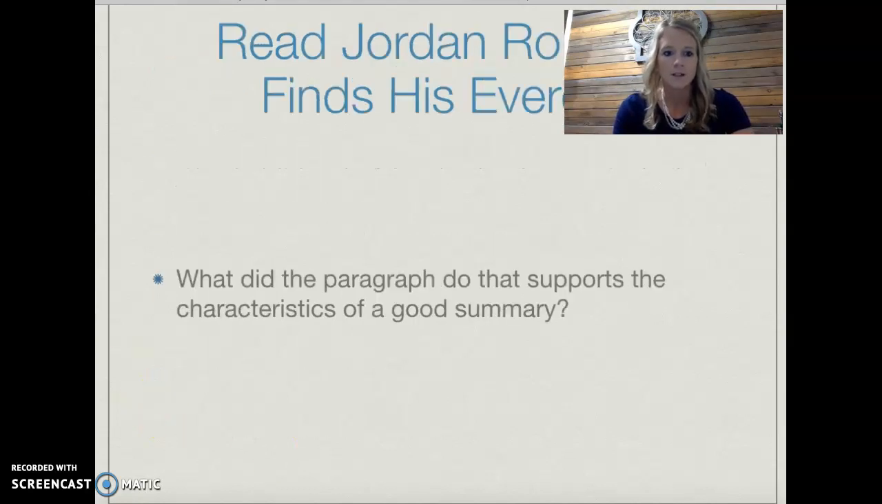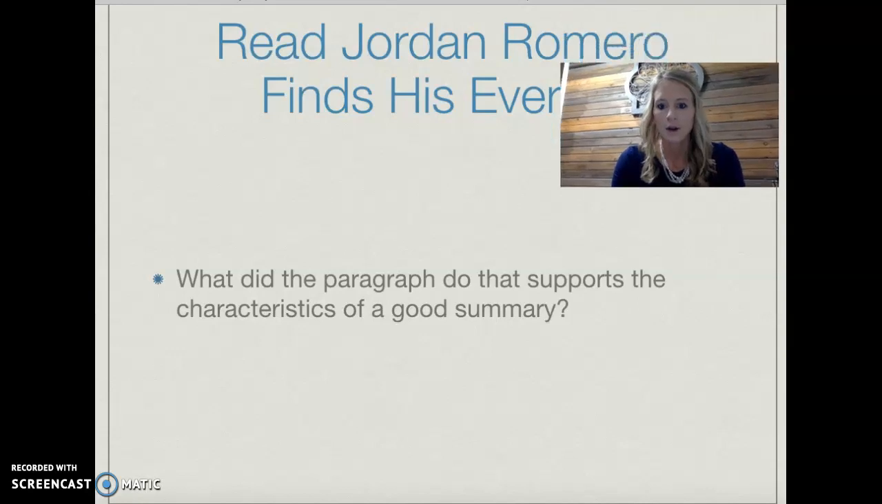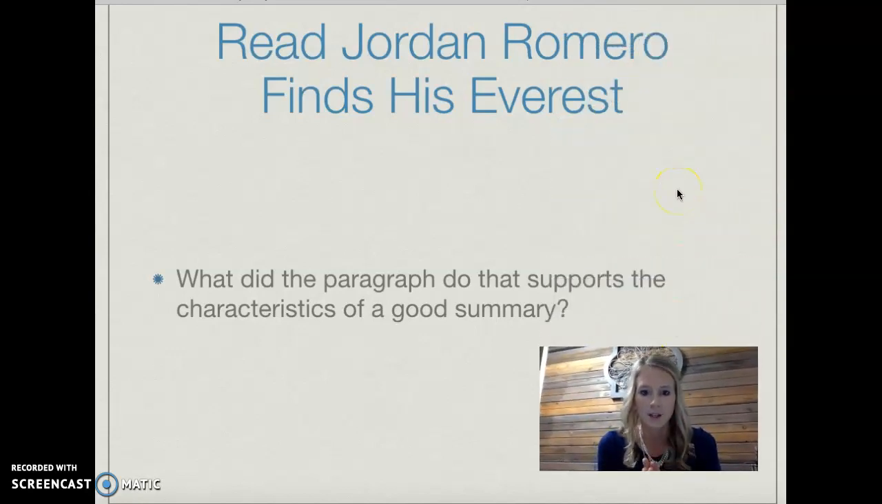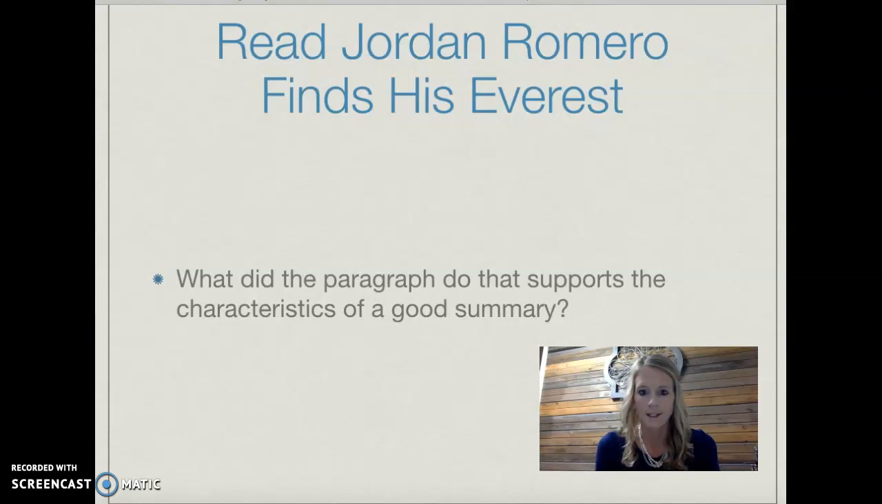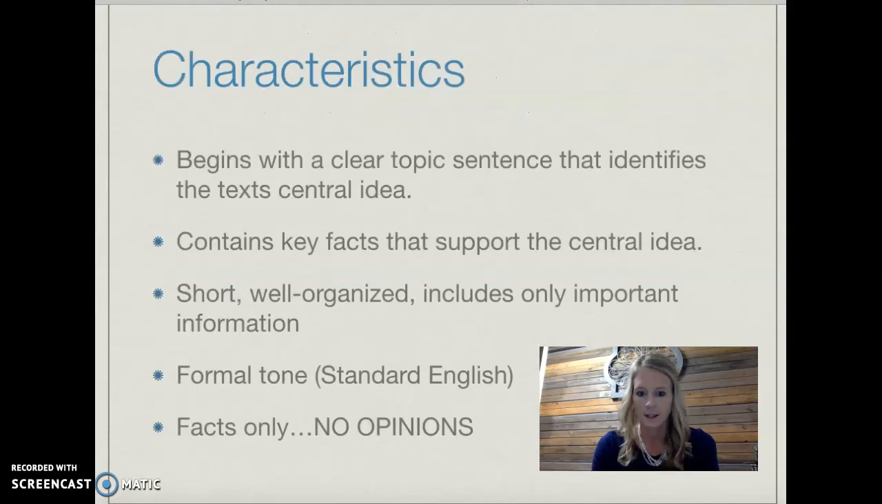All right. So what you're going to do next is you are going to read this article, and I want you to be looking at what does this summary do to support the characteristics of a good summary. And we talked about a good summary having these characteristics. So I want you to read this article, and it is found on Canvas again. Read this article and then talk with a partner about what are the characteristics that support this good summary. And again, here are the characteristics, and you have to be specific.